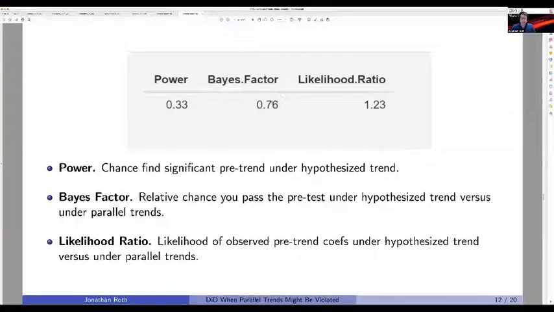This package also lets you do some more formal power analyses. So for instance, it reports what's the probability we would detect a significant pre-trend if in fact the truth were that red line. Here that's about 0.33, meaning only a third of the time, if the truth were that red line, would we find a significant pre-trend. We also have some other measures that capture how likely the observed data is under the hypothesized difference in trends relative to under parallel trends.